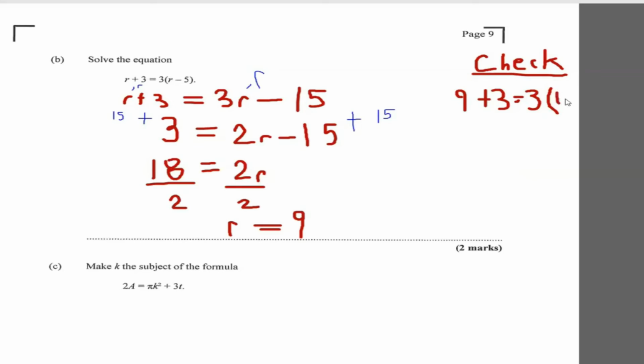So is this the same? Is 9 plus 3 the same as 3 times 4? Yes, so this is how you know your answer is correct. When you put 9 in here, you get 9 plus 3, that's the left-hand side. When you put 9 here, you get 9 minus 5 is 4, 3 times 4, and that's good. They're both true, so the left-hand side is equal to the right-hand side. And that's a linear equation. Very easy.